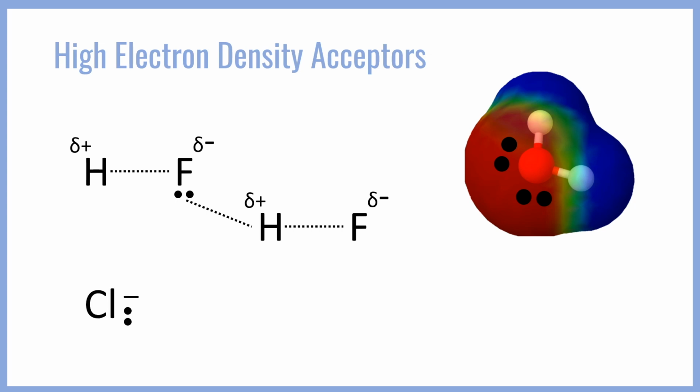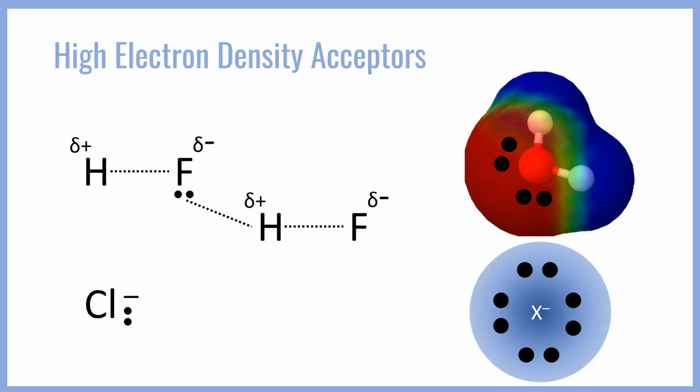Another situation in which hydrogen bonding can occur is to a negative anion, like this chloride anion here. This is because it's also carrying a concentrated negative charge and has lone pairs available, as shown by this electron cloud of an anion X-.